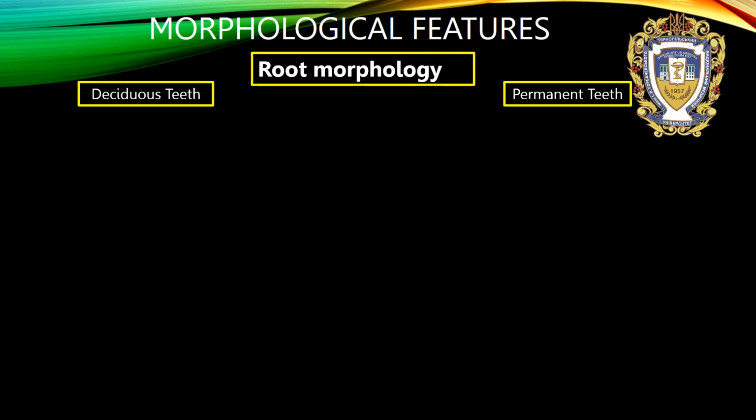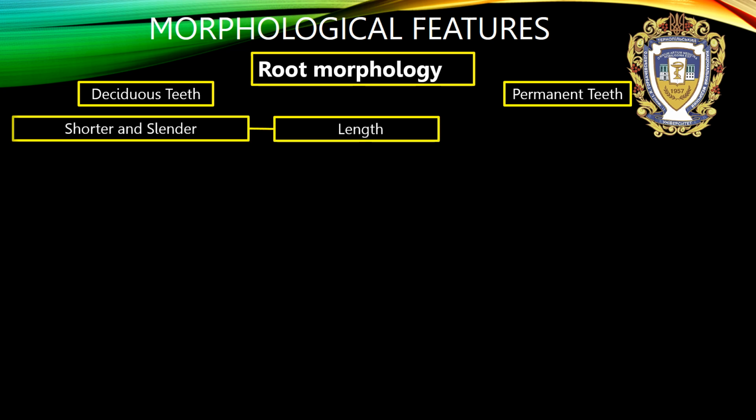Let's go deeper from the crown part to the root part of the tooth. Let's compare characteristics of roots in temporary and permanent teeth. Length of roots: in deciduous teeth, they are shorter and slender. In permanent teeth, longer and stronger.